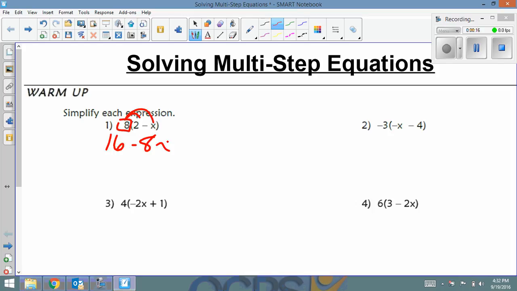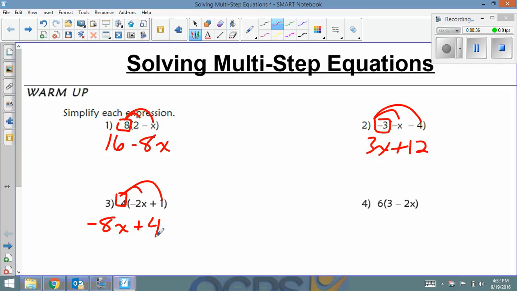negative 8x. And again on this one, negative 3 times negative x, which is positive 3x, and then negative 3 times negative 4, which is positive 12. This one is going to be 4 times negative 2x, which is negative 8x. And then 4 times 1, which is 4. And then our last warm-up, 6 times 3, which is 18. And then 6 times negative 2x, which is negative 12x. That's our quick little warm-up.